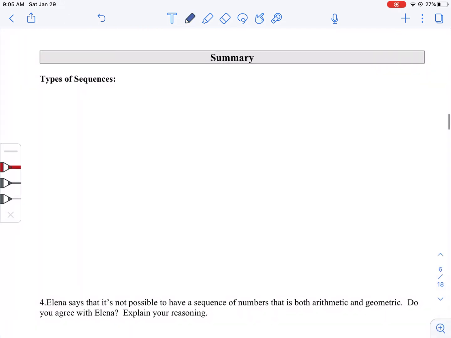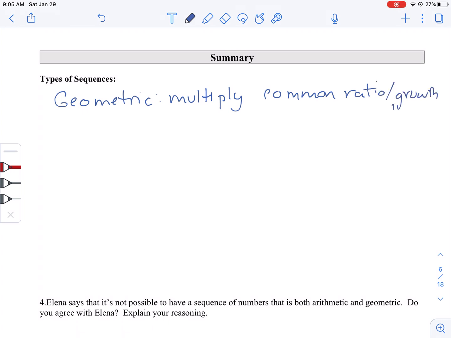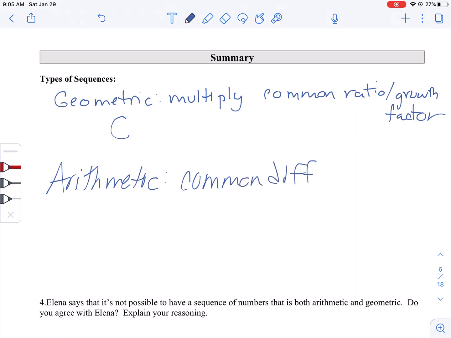So let's take a summary of this one. The types of sequences. So geometric, which we've looked at, is when you multiply, and it has a common ratio, or sometimes we call it a common growth factor. So that is like sequence C. Another type of sequence, the first one, that adding one, is called arithmetic. And that has what's called a common difference. And that is when we are adding or subtracting the same number.